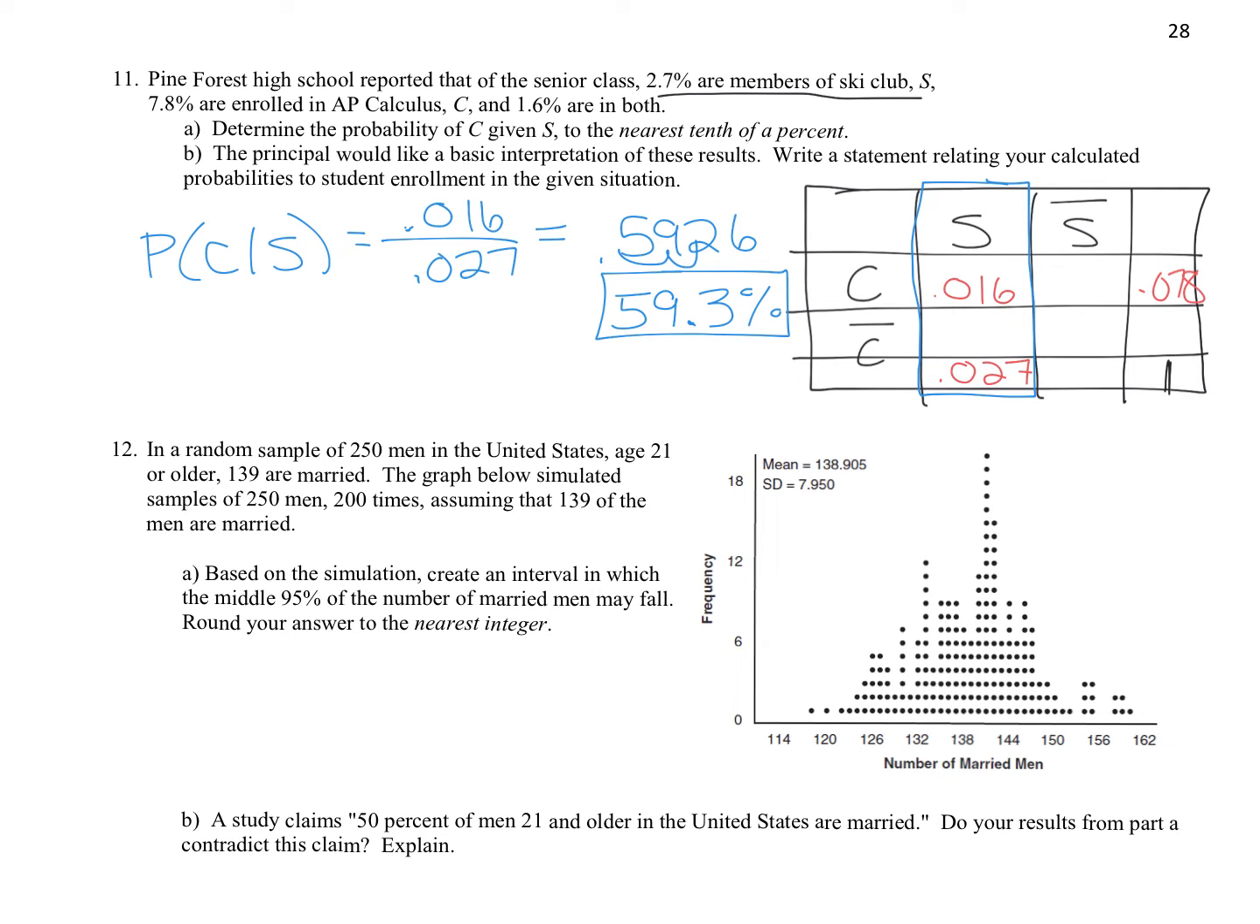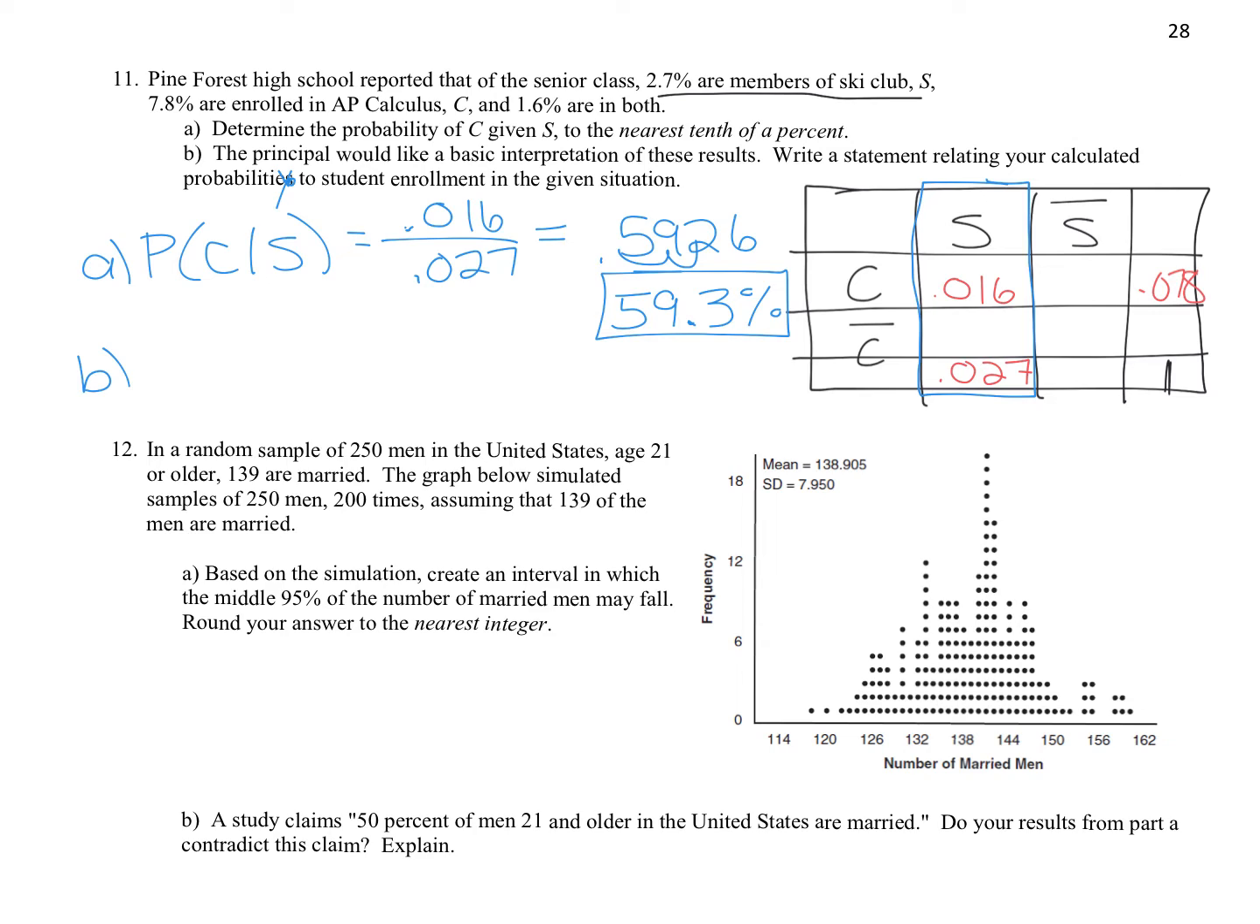The principal would like a basic interpretation of these results. Write a statement relating your calculated probability to student enrollment in the given situation. So this is really just the calculated probability, not probabilities. So that's A. Here's B.